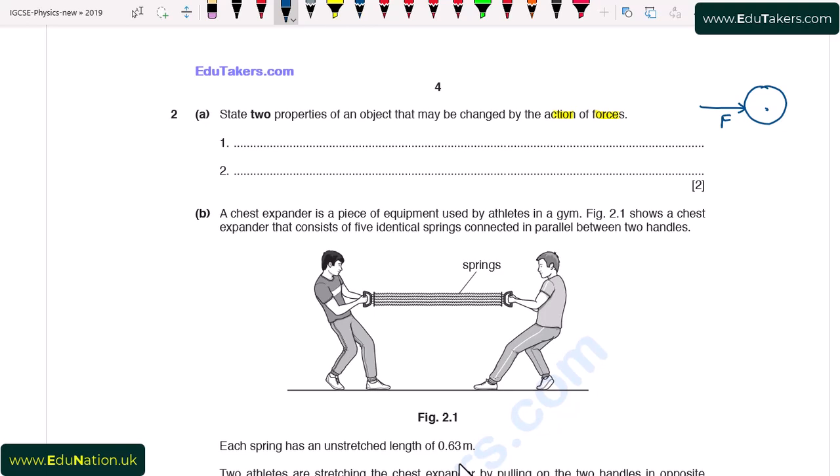So I can write here: shape, and second one is size or volume. And also we can change the direction of motion. So I also write here direction of motion of body.